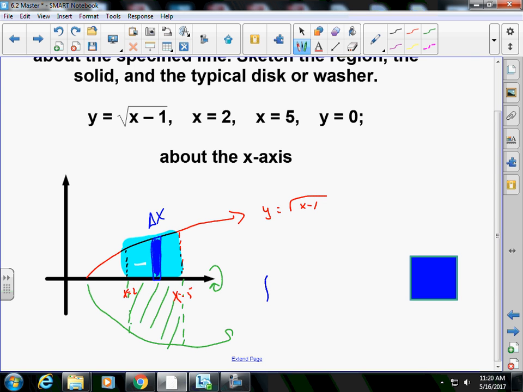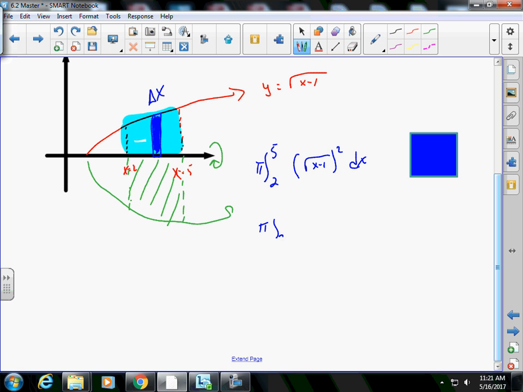I know my x's are ranging from 2 to 5. I need a pi. My function, f of x, is equal to square root of x minus 1. So I have square root of x minus 1 squared dx. I'm going to square it. Squaring a square root just gives me x minus 1 dx. I will then integrate x squared over 2 minus x from 2 to 5.